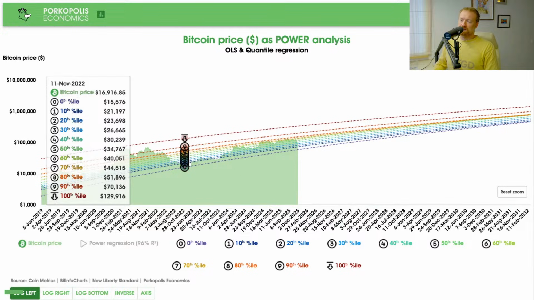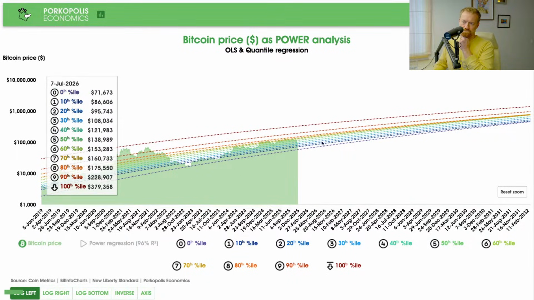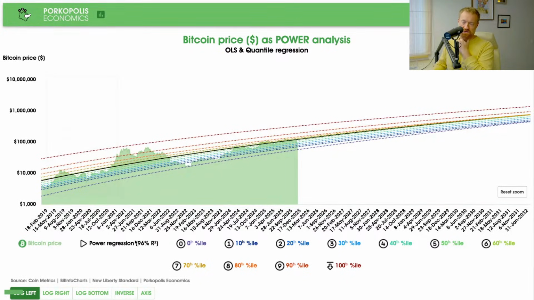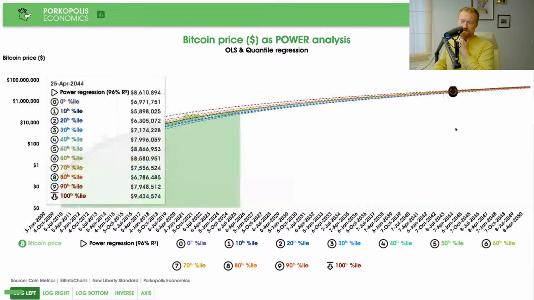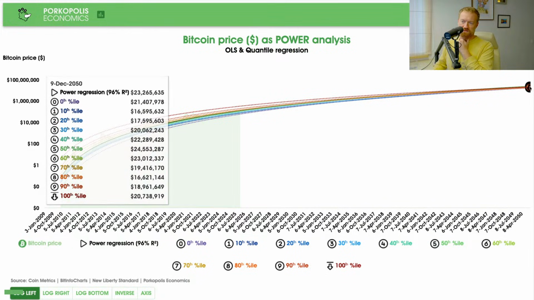Okay, so here's the quantile regression as well as the OLS for the power curve. Now, just for your information, let's take it out further and see how it's kind of weird. Notice how they compress. So I can get this to stick for you. It's fine. There we go.